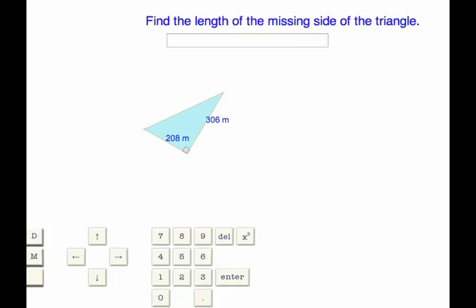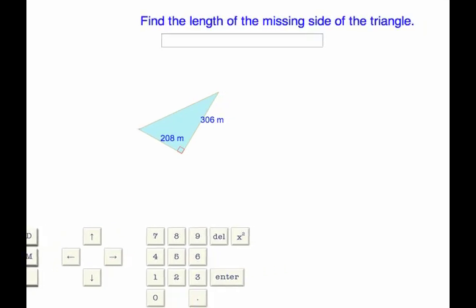All right, here's a question. Find the length of the missing side of the triangle. We're given this right-angled triangle, and one side is 208 meters, the other side is 306. So the missing side is this side. This is the longest side of the right-angled triangle.